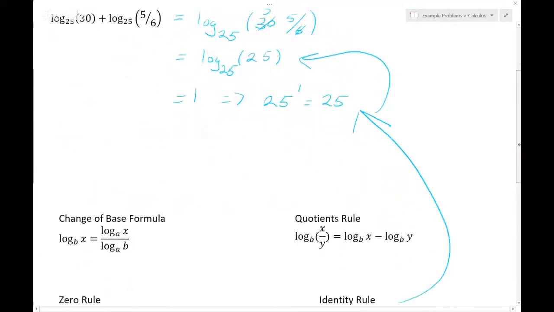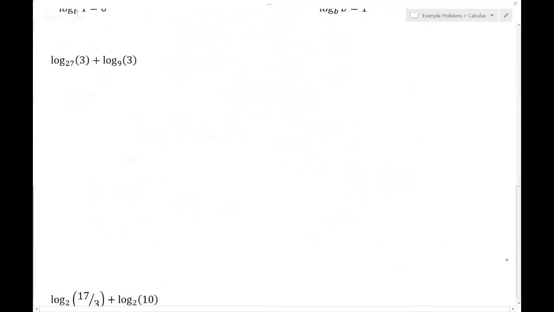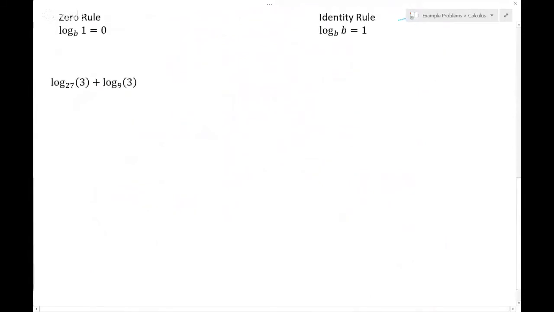So another example using these rules is this. Since we don't have common bases, we have different bases, we know we can't use the addition rule, and so we're going to have to make some simplifications.